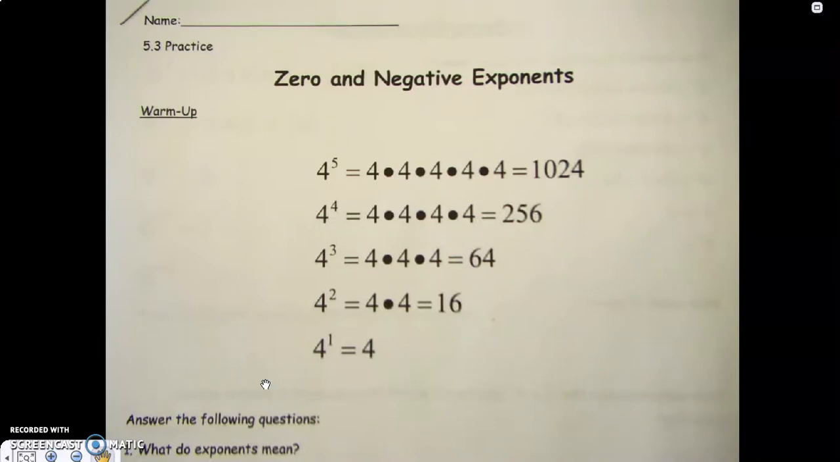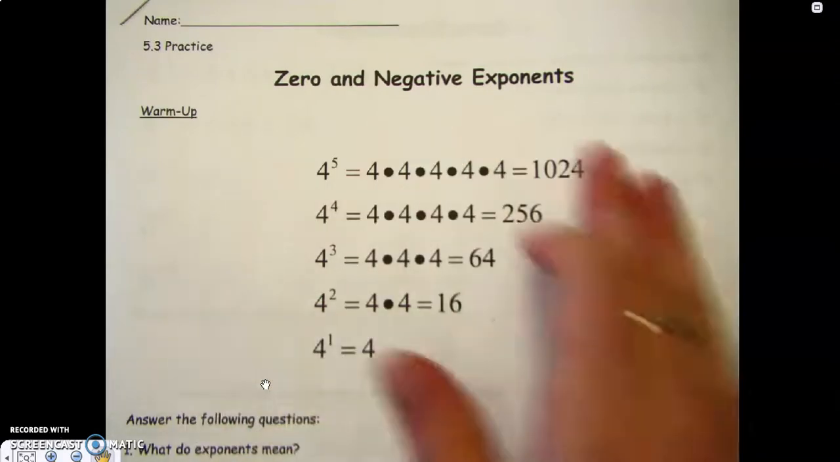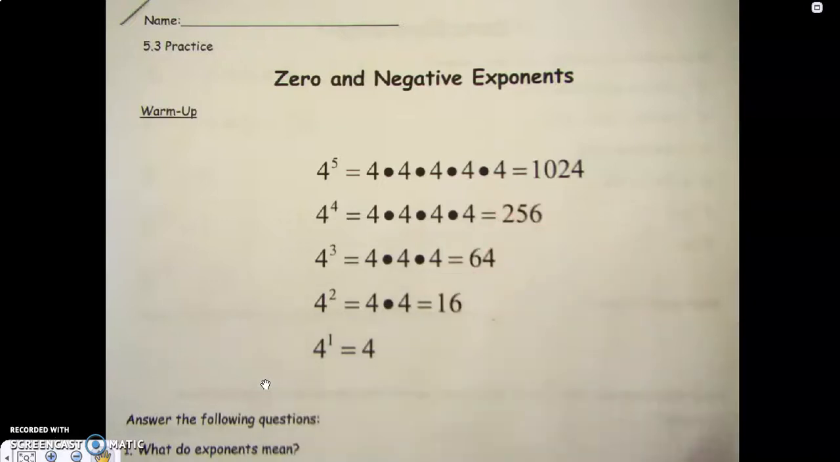So take a minute, pause the video where it is, if you want to do it like we would do it in class, and go through the 3 questions on the bottom and see if you can figure out the pattern that happens as exponents decrease.